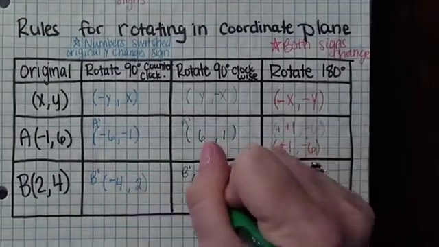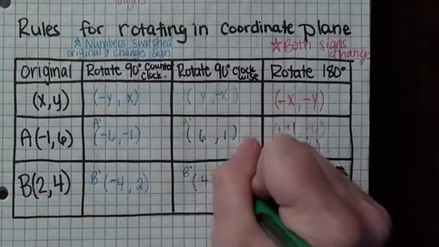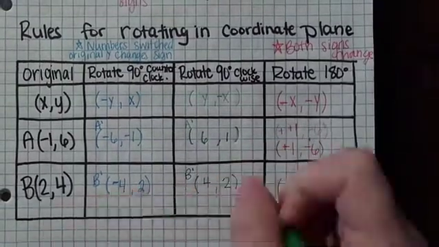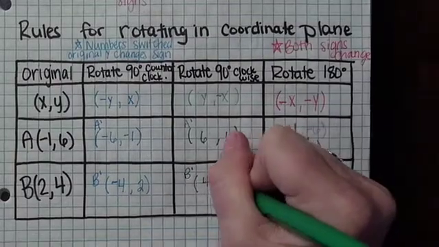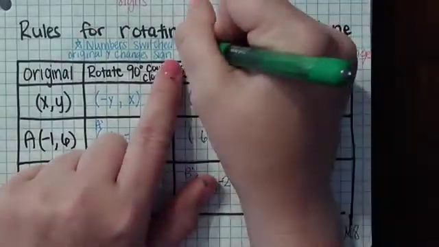Change the order. So 4, 2, and then we have to change the sign of x. So 2 was positive, so now it's going to be negative. So what did we do?